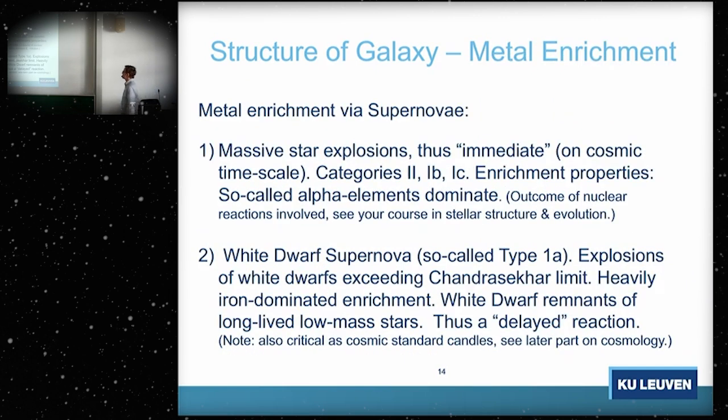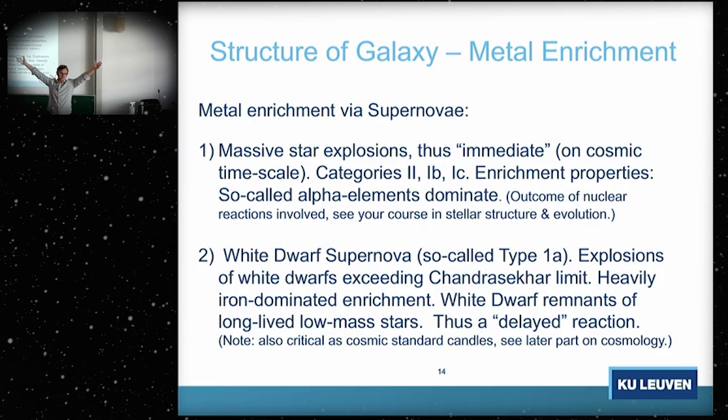All right, so this metal enrichment that I have alluded to, how does it actually occur? Well, there are two main processes that we can keep in our head to try to understand some of these features that we see. And that is that metal enrichment happens via supernovae, where, you know from your other courses, a star explodes.